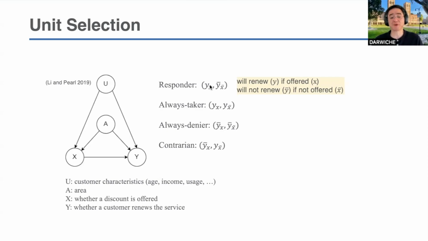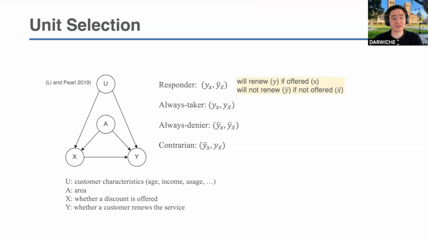This is a counterfactual expression. And there are always takers, those that will always renew regardless of what I do; always deniers, the guys that will never renew, it doesn't matter whether I offer them an incentive or not; and the contrarians, the ones that always do the opposite. If I offer them, they do not renew. If I do not offer them, they renew. So what you can see here is the connection between this notion of causality and describing objects, because the objects I'm interested in are ones that exhibit certain modes of behavior that need causality to be described.